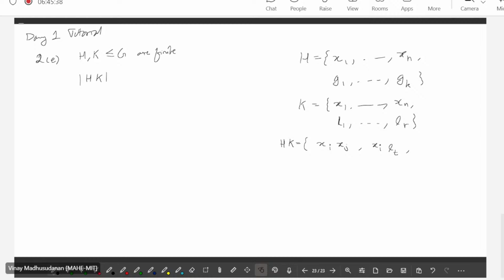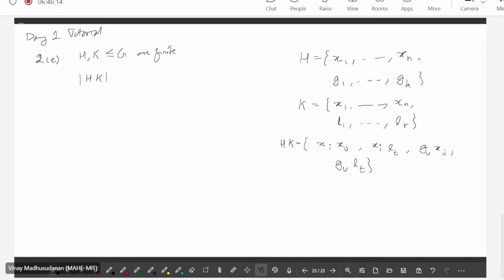And also g_u xj. And finally g_u lt, for the respective ranges. So I'm just writing in general. Then what? What you need to count is the cardinality of HK.